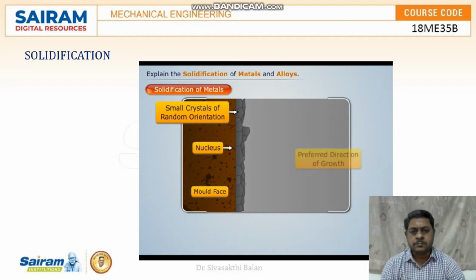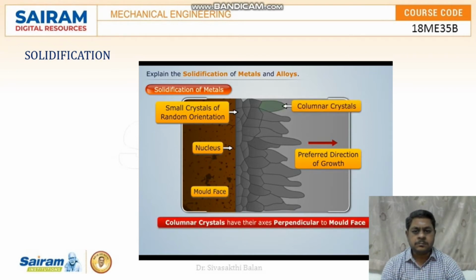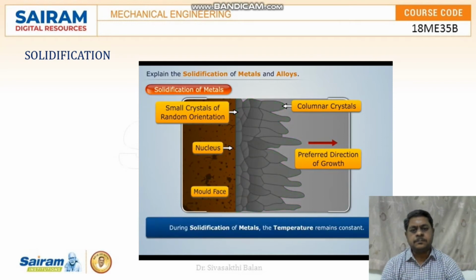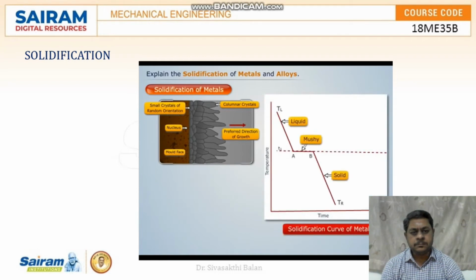When the molten metal solidifies further, the shape of the crystals changes to long columnar crystals, having their axis perpendicular to the sides of the mold. Thus, the shape of the crystals formed will be as shown. Note that during solidification of metals, the temperature remains constant. This can be represented graphically as shown.